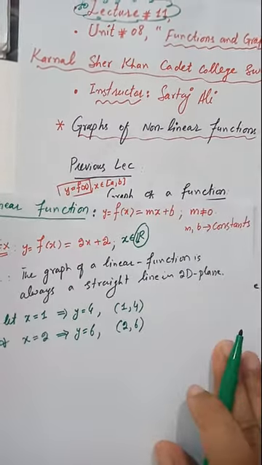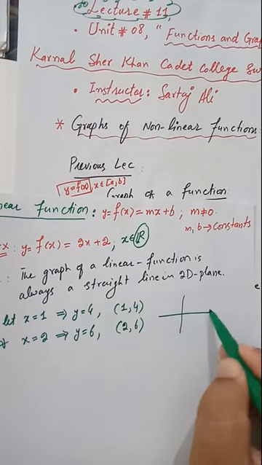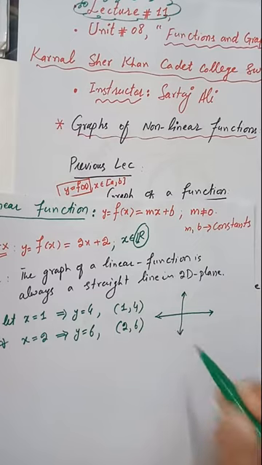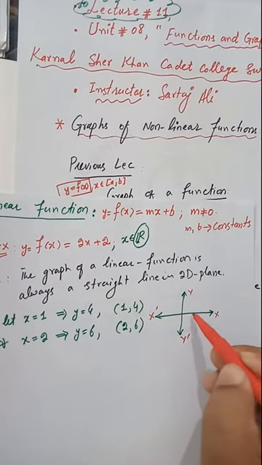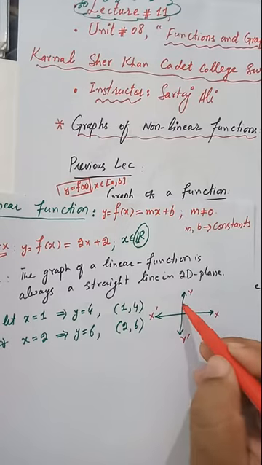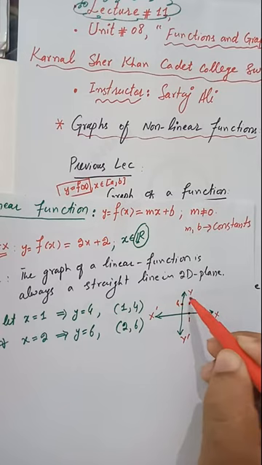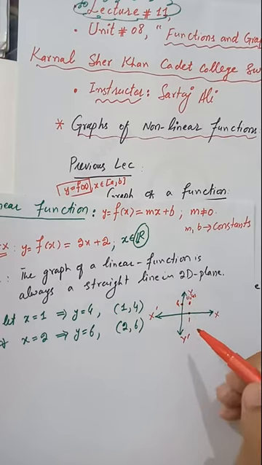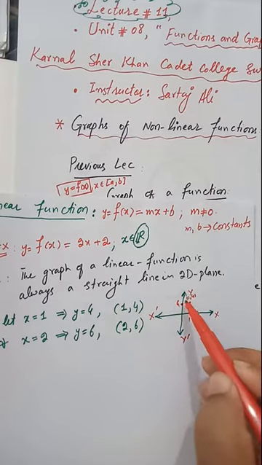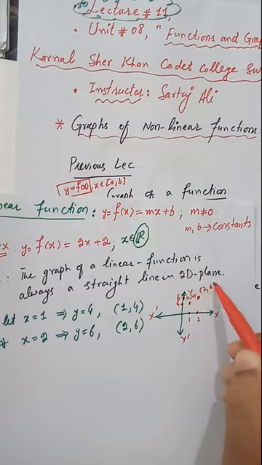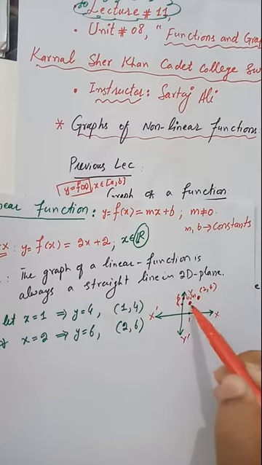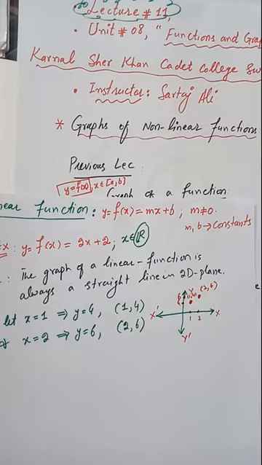Now we just need to plot these 2 ordered pairs in the xy plane and pass a straight line through those 2 points. Let's say this is the x-axis, this is the y-axis, this is 1, and this is 4. So this point is (1, 4). Now this point is 2, and this point is 6. So this point is (2, 6). You get 2 points in the xy plane. Just pass a straight line through these 2 points.